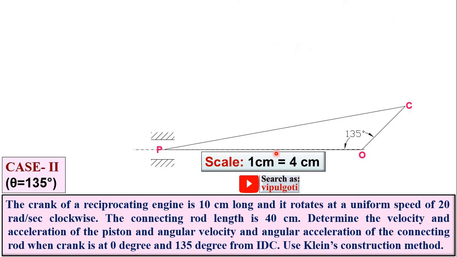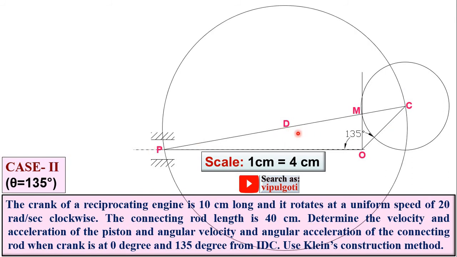Now start the steps of the Klein's construction. So first step, draw the vertical line passing through the O point. Here I have drawn it on the upward side because your crank is on the upward side. Next, extend this connecting rod up to this vertical line. So this is already extended. So mark the intersection point as M. Next, draw the circle with C as center and CM as radius. Next, mark the midpoint of the CP as D.